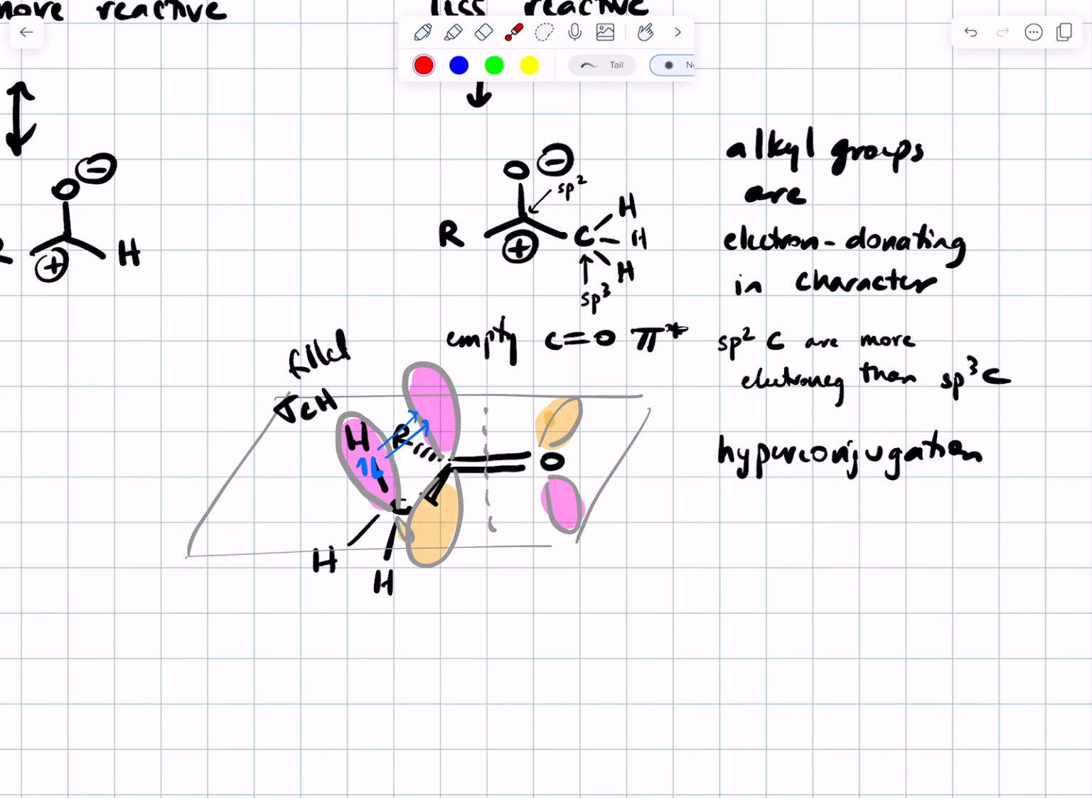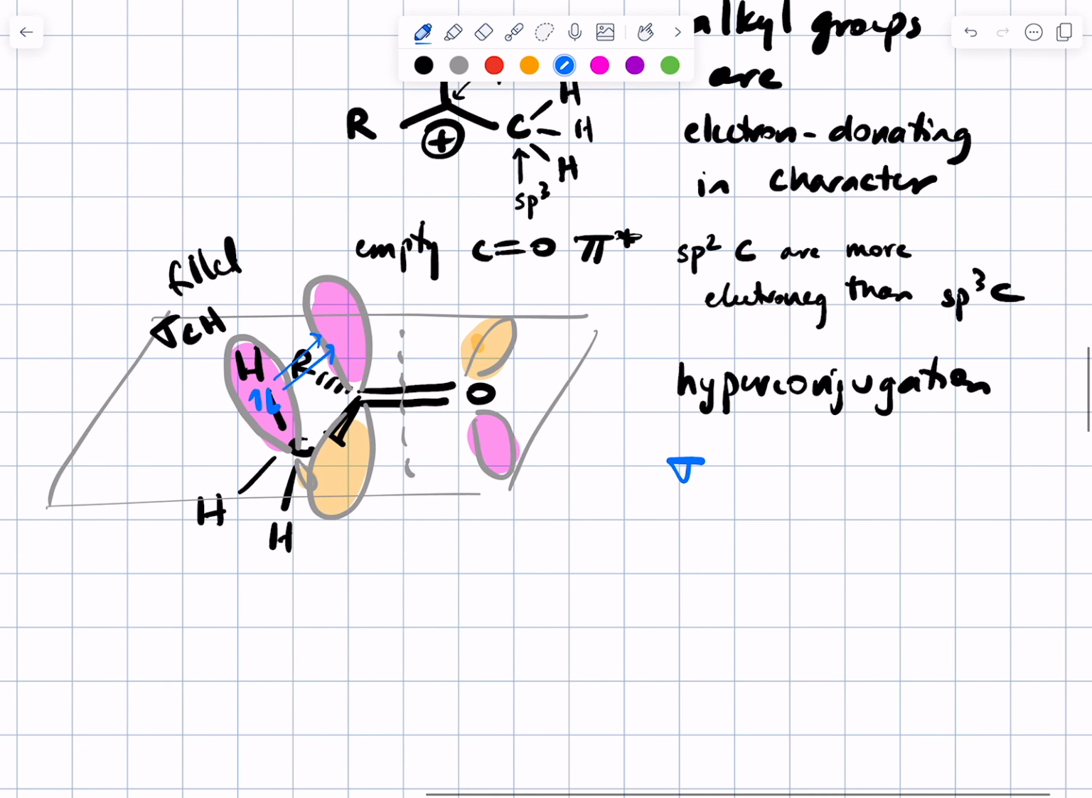We see that alkyl groups are electron donating because the sp3 hybridized carbon is not as electronegative as the sp2 hybridized carbon of the carbonyl, and so they can donate electron density in just through polarity. And then the second explanation is that you have alignment of the adjacent carbon-hydrogen filled orbital with the empty carbon-oxygen pi star, which also allows electron density to be shared with the carbonyl carbon.